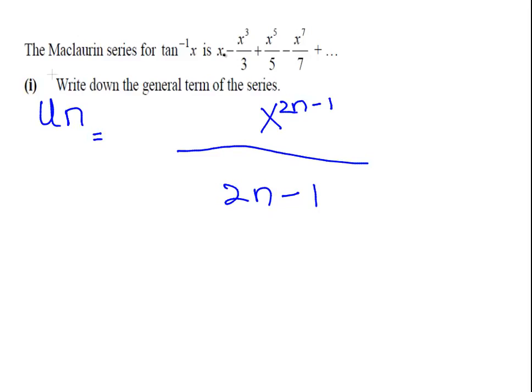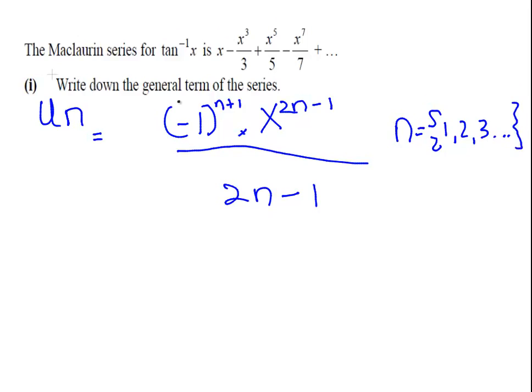And also we have to alternate between plus and minus, so we have minus 1 to the power of n plus 1. That actually gives us a general term. Again, this part's very important: specify what n is. n is 1, 2, 3, and so on.